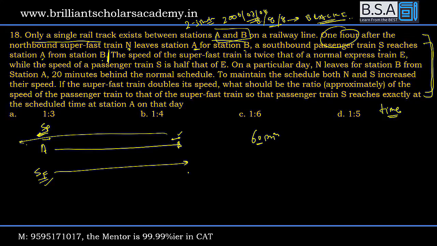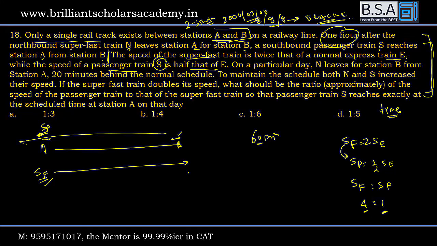Forget northbound, southbound, eastbound. The speed of the superfast train is double the speed of an express train, and the speed of the passenger train S is half of E. Superfast train is twice of E. That gives me the idea that the speed of superfast train and speed of passenger train are 4:1.